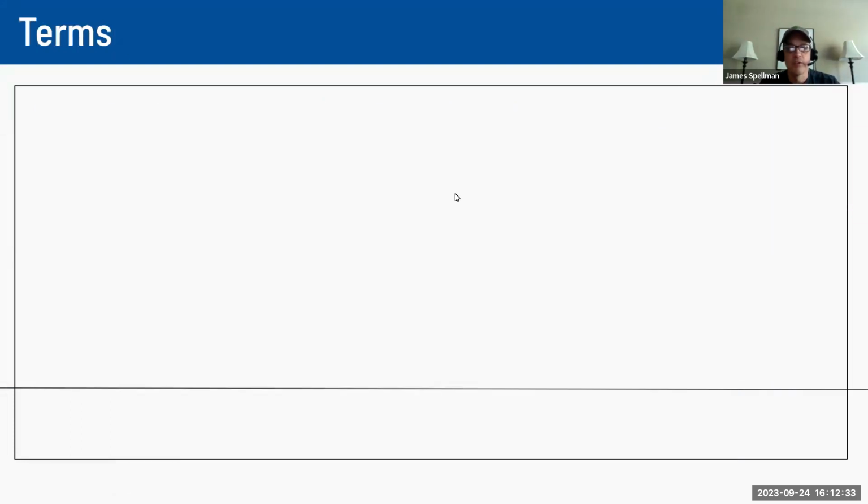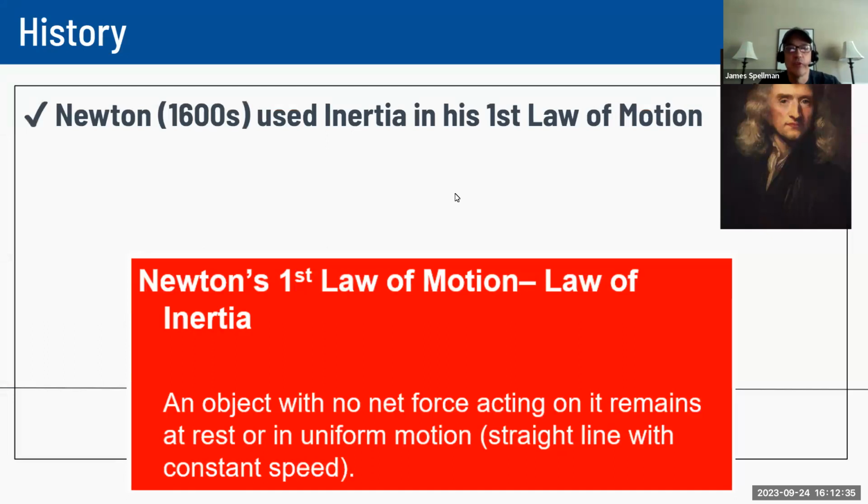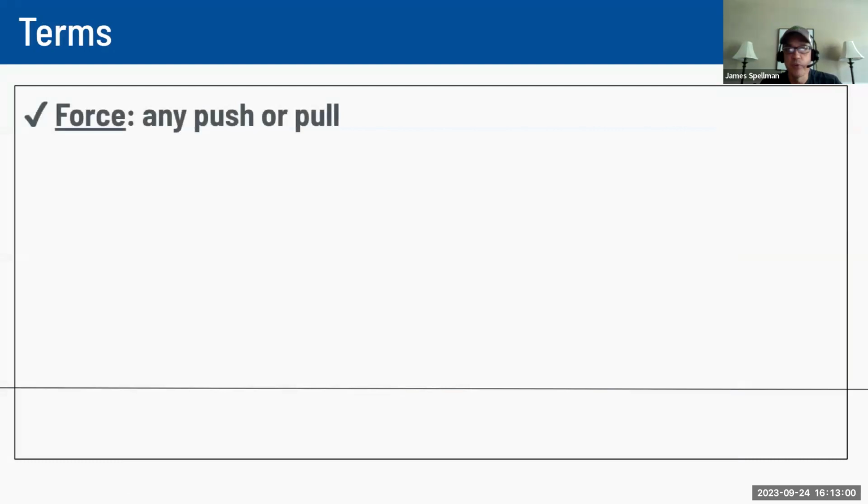So if we look at Newton's first law of motion, it's also thought of as a law of inertia. It simply says an object with no net force acting on it remains at rest or in uniform motion. In other words, it's going to be a straight line with constant speed. So if there's no net force acting on an object, that object's going to continue doing whatever it's doing. If it's at rest, it'll stay at rest. But also, more importantly, if it's in motion, it will continue the motion that it's in if there's no net forces acting on it.